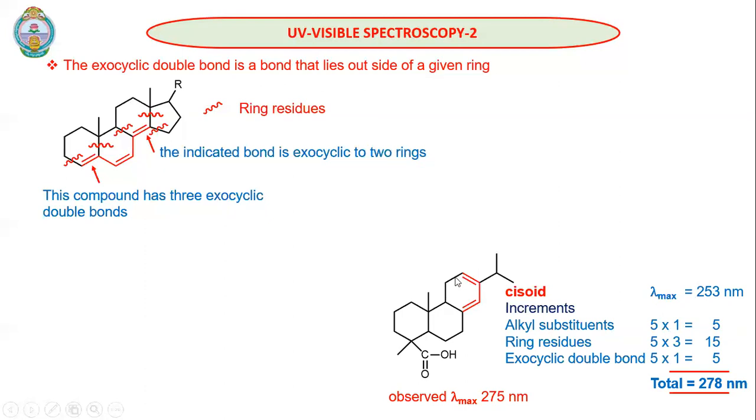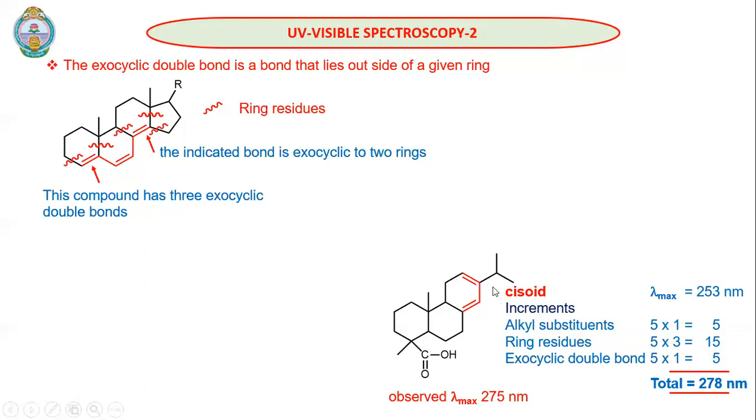Now we will look at the ring residues. This is part of a ring. This is also part of a ring. This is also part of a ring. That means the substituents which are present on the parent, and if they are part of a ring, then these are called ring residues. We have 3 such ring residues, 1, 2, 3. So we need to add 5 into 3, 15.